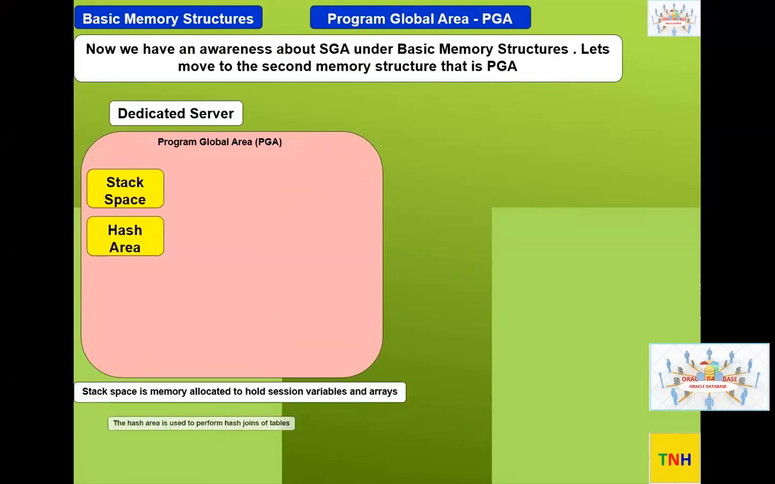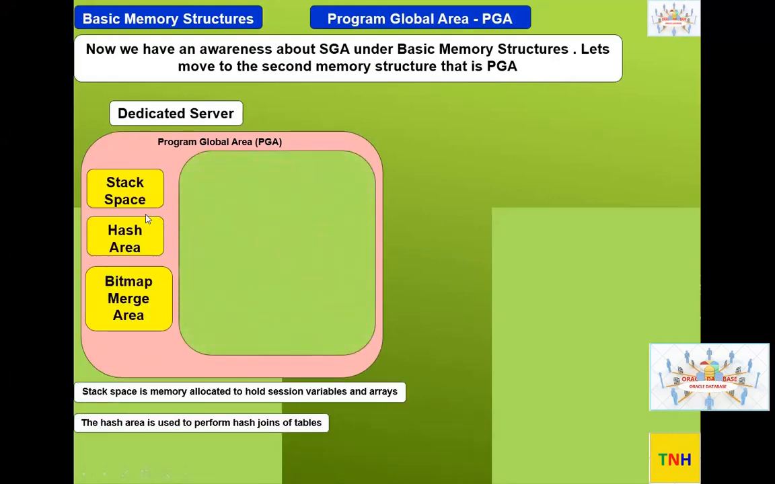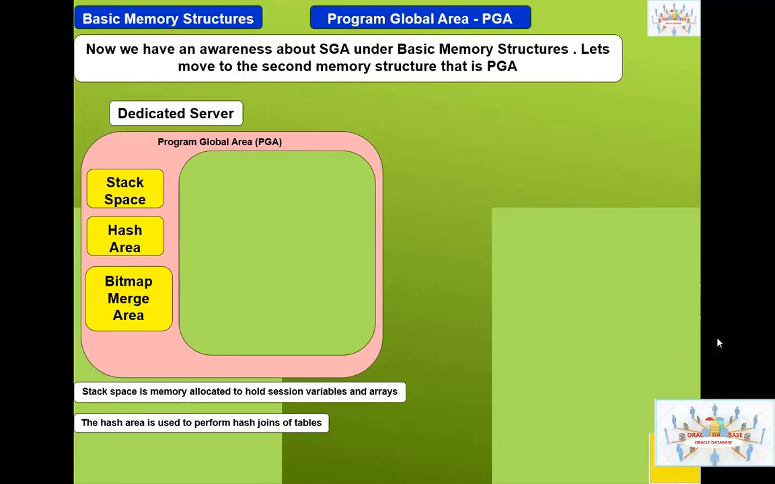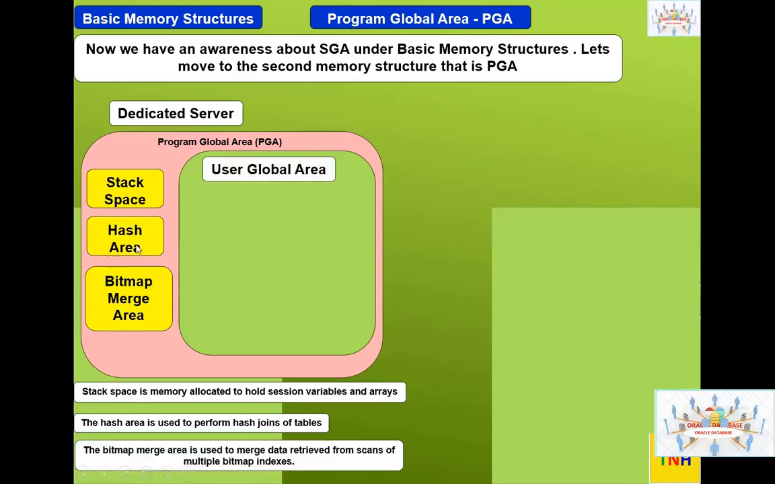Yes, so we were doing this and we got the definitions for the stack space, hash area, bitmap merge area. And I mentioned those are going to be permanently in the PGA, whether the connection is dedicated or shared. The variable component is the user global area, because it depends on the connection type. When you have a dedicated server, it's going to reside inside the PGA, whereas with a shared server, it can be either in the shared pool or large pool inside the System Global Area or shared global area.